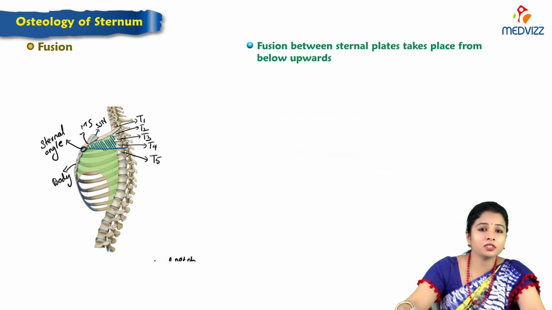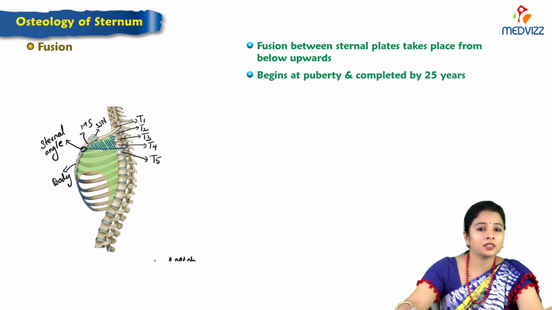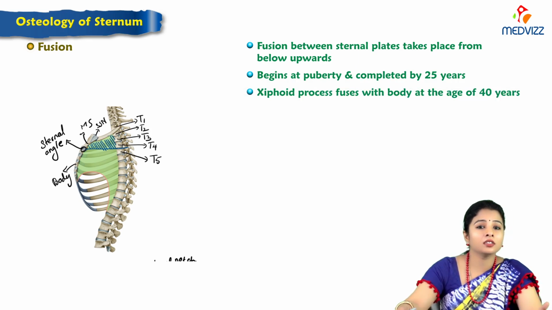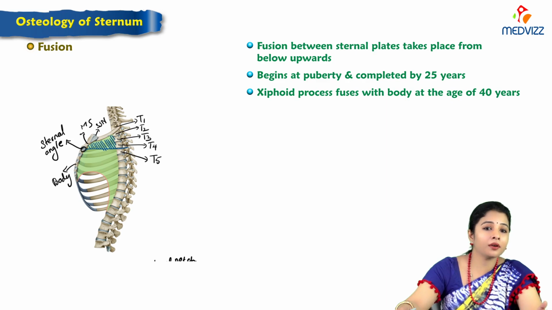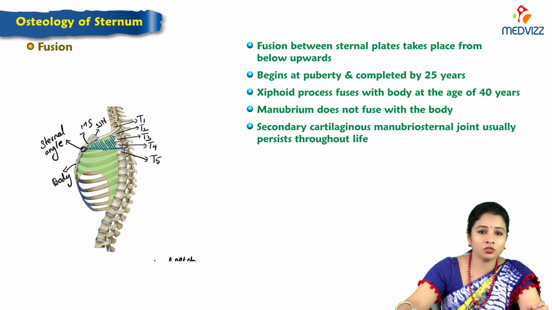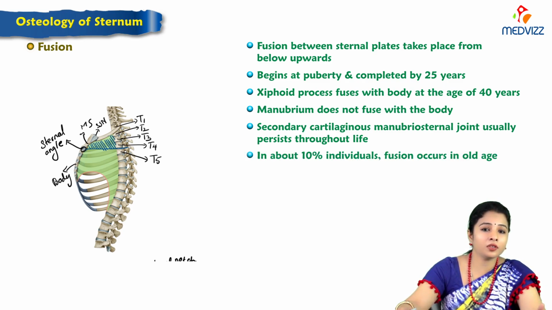Let's see the fusion. The fusion between the sternal plates takes place from below upwards. It begins at puberty and is completed by 25 years. The xiphoid process fuses with the body at the age of about 40 years. The manubrium does not fuse with the body. As a result, the secondary cartilaginous manubriosternal joint usually persists throughout life. In about 10% of individuals, the fusion occurs in older age.